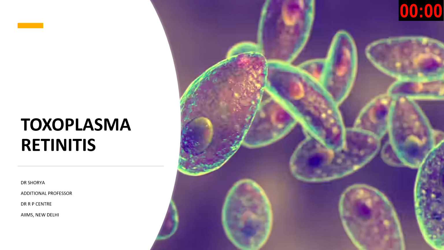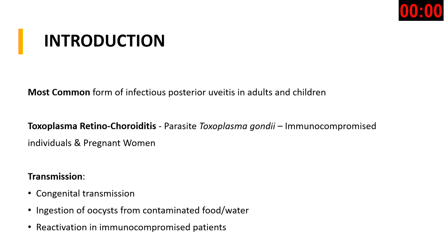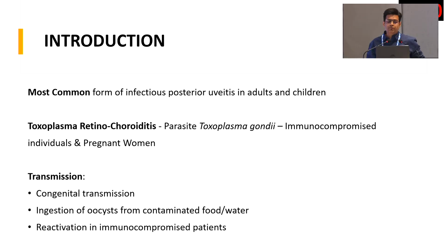Okay, so I'll be speaking on Toxoplasma retinitis. It is the most common form of posterior uveitis in adults and children, and it is caused by an intracellular obligate parasite, Toxoplasma gondii. It most commonly occurs in individuals who are immunocompromised, pregnant women, and also in the elderly population.